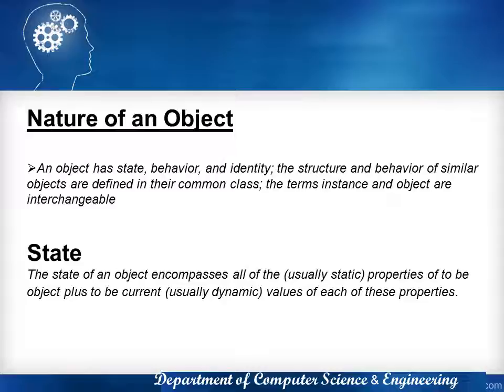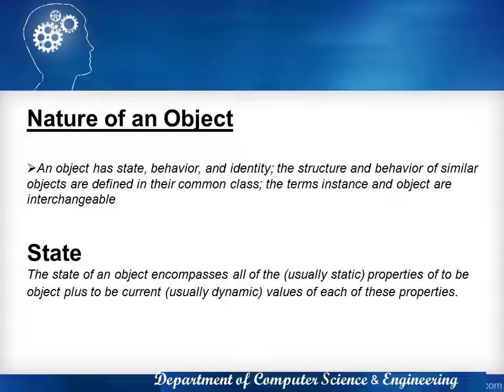Coming to the state of an object, the state of an object encompasses all of the properties of the object plus the current values of each of these properties. For example, consider a vending machine that dispenses soft drinks. The usual behavior of such objects is that when one puts a coin in a slot and pushes a button to make a selection, a drink emerges from the machine.